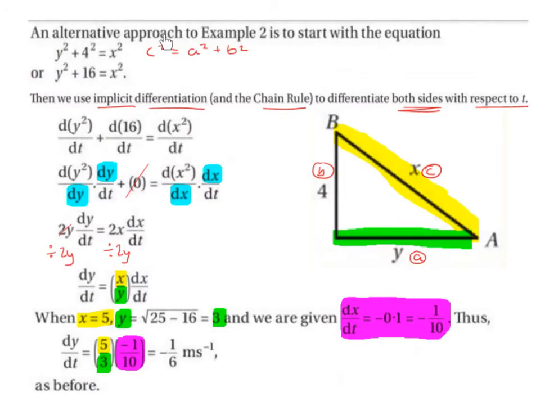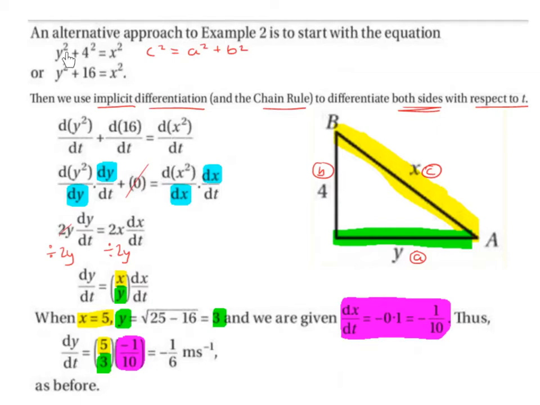An alternative approach to example 2 is to start with the equation y squared plus 4 squared equals x squared. So that's using Pythagoras' theorem. So here's our c, here's our a, and here's our b. Or y squared plus 16 equals x squared. Then we use implicit differentiation and the chain rule to differentiate both sides with respect to t.